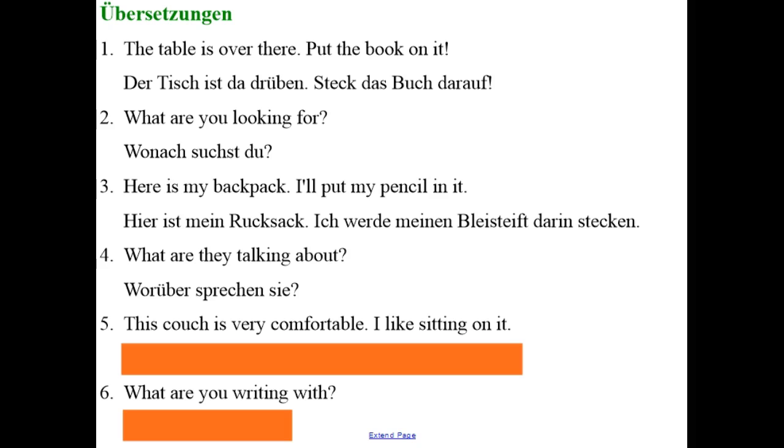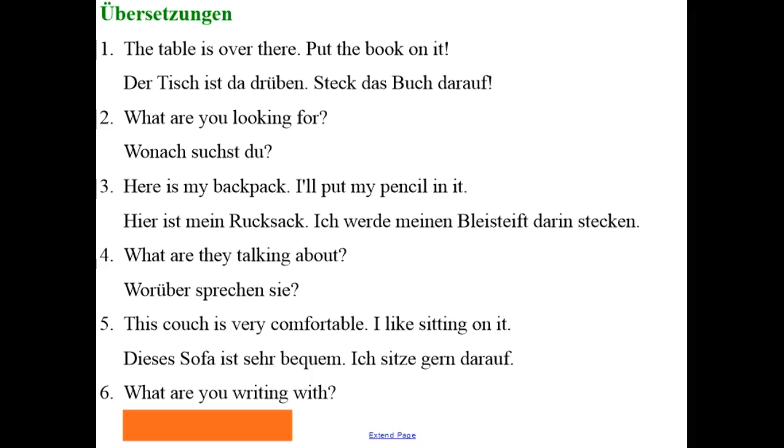5. This couch is very comfortable. I like sitting on it. Dieses Sofa ist sehr bequem, or you could have Dieses Sofa ist sehr gemütlich. Ich sitze gern darauf. My second sentence could have been Ich sitze gern auf dem Sofa, but since I already established sofa in my first sentence, Ich sitze gern darauf is all I really need.